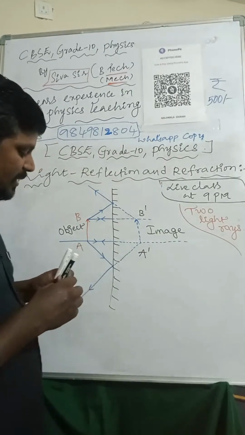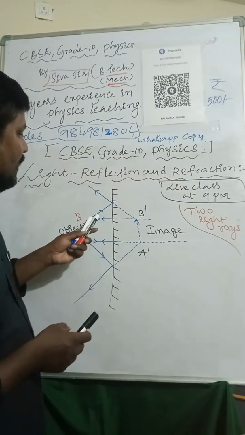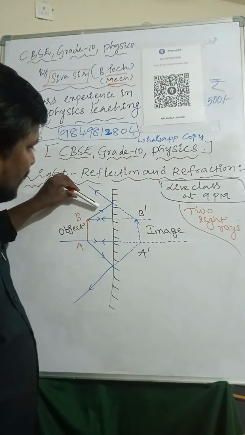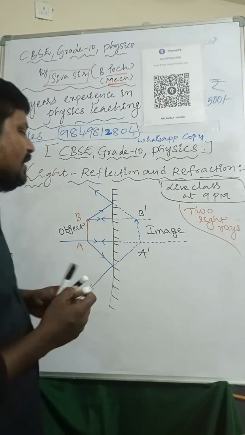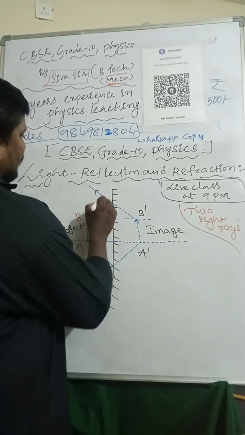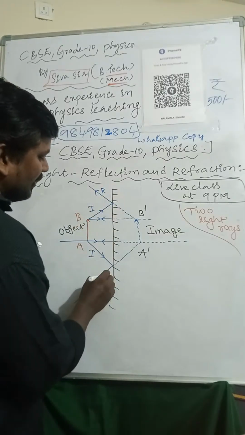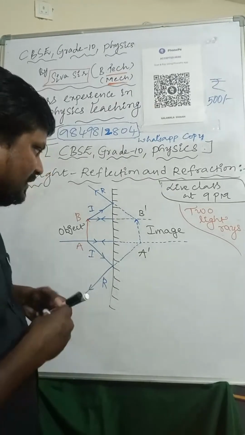So I'm considering here. This is the object, right? This is the image. One light ray I am taking here, and this is also one light ray. So this is a reflected light ray. For understanding I am drawing like this. So this is the incident ray, this is the reflected ray. Here also incident ray, reflected ray.